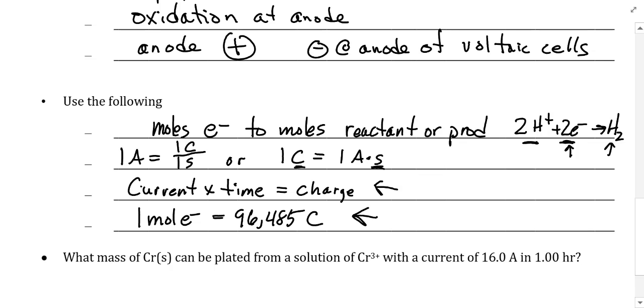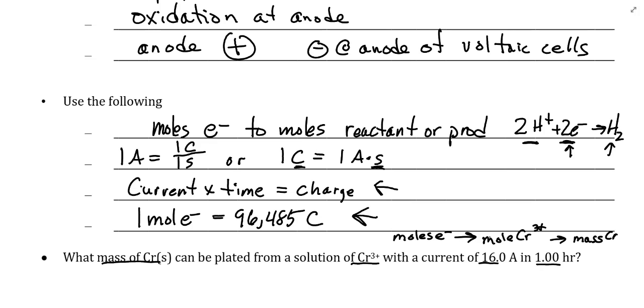Let's take a look at this first question. The first question asks about the mass of chromium that can be plated from a solution of chromium 3+ with a certain current in a certain amount of time. Let's work backwards a little bit. If we knew the number of moles of chromium, it would be possible to calculate mass of chromium. We could get moles of chromium from moles of electrons, knowing the half reaction that would occur to get chromium metal out of chromium 3+.